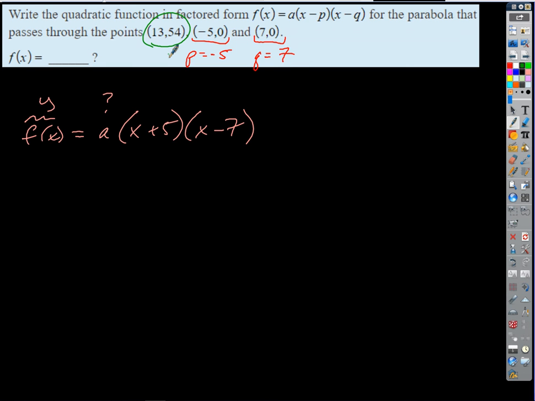So 13, 54, we can use that one to find a. So what happens then? If we use that solution, I'm going to get 54 equals a times 13 plus 5 times 13 minus 7. And that's pretty easy to deal with now. I'm just solving. I've got one equation, one variable, no big deal.